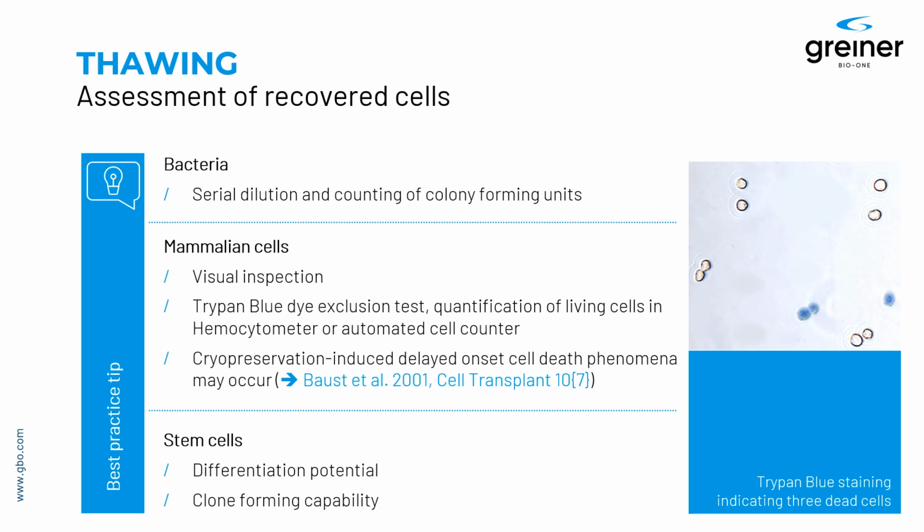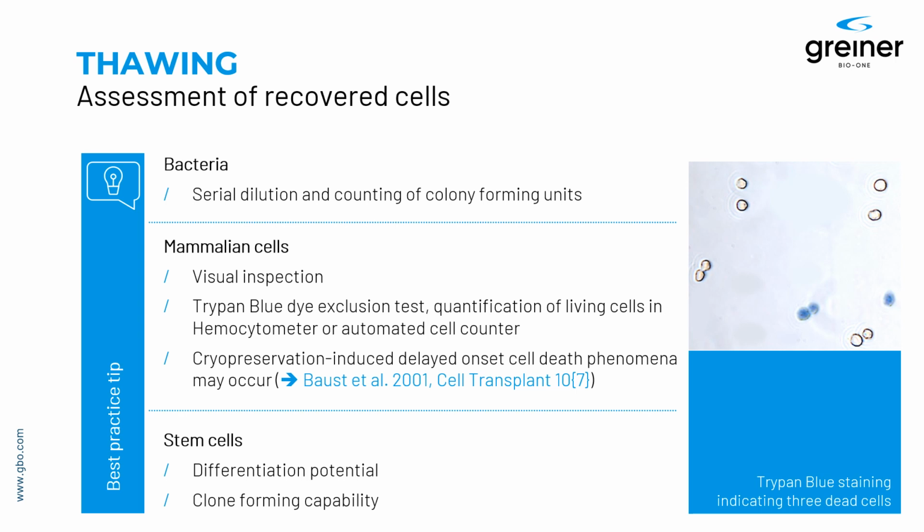As mentioned earlier, the quality of your recovered cells should be assessed after thawing. There are several methodologies available here. If we first of all look at bacteria, it's serial dilution and counting of colony forming units. This is the preferred methodology for assessing the amount of viable bacteria in your recovered stock. For mammalian cells, the first thing you have to do is a visual inspection. Trained people see if the cells are viable or not. You should combine this with a trypan blue dye exclusion test, which allows for the quantification of living cells in a hemocytometer or an automated cell counter.